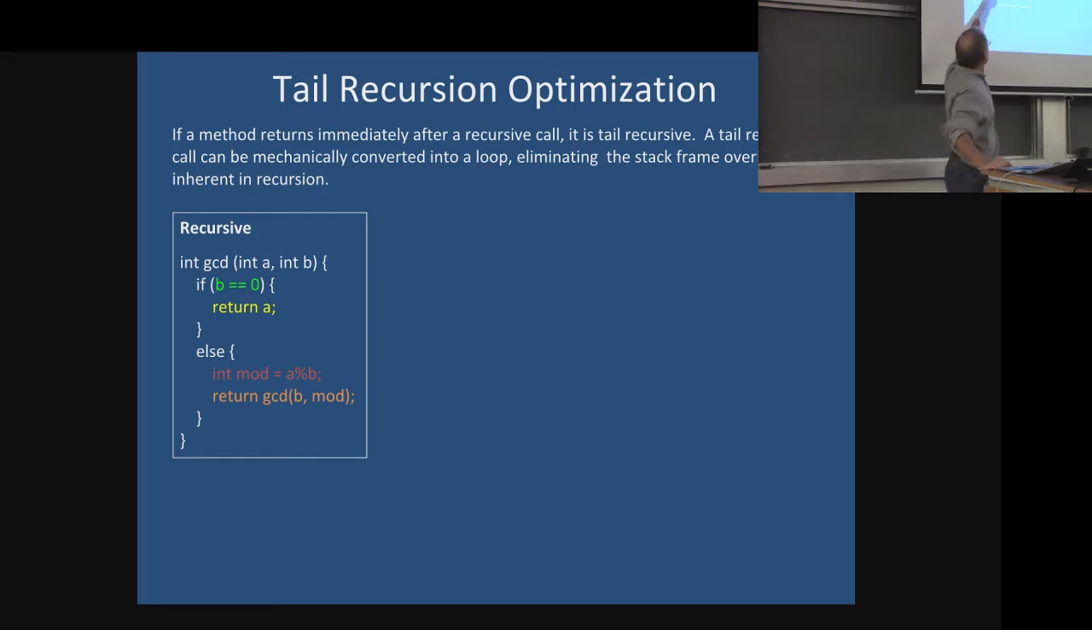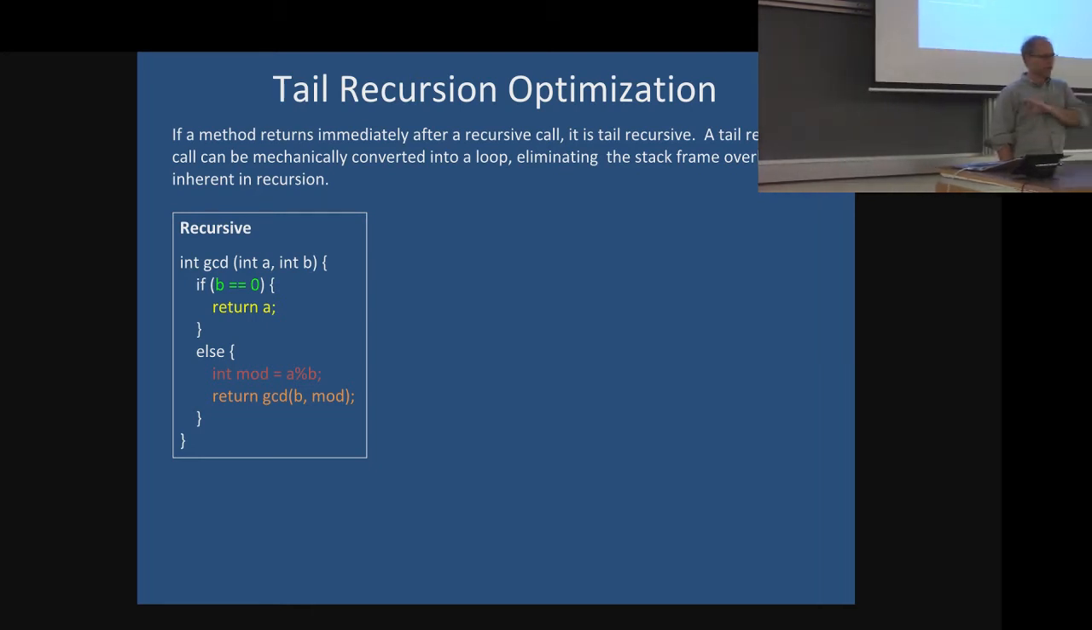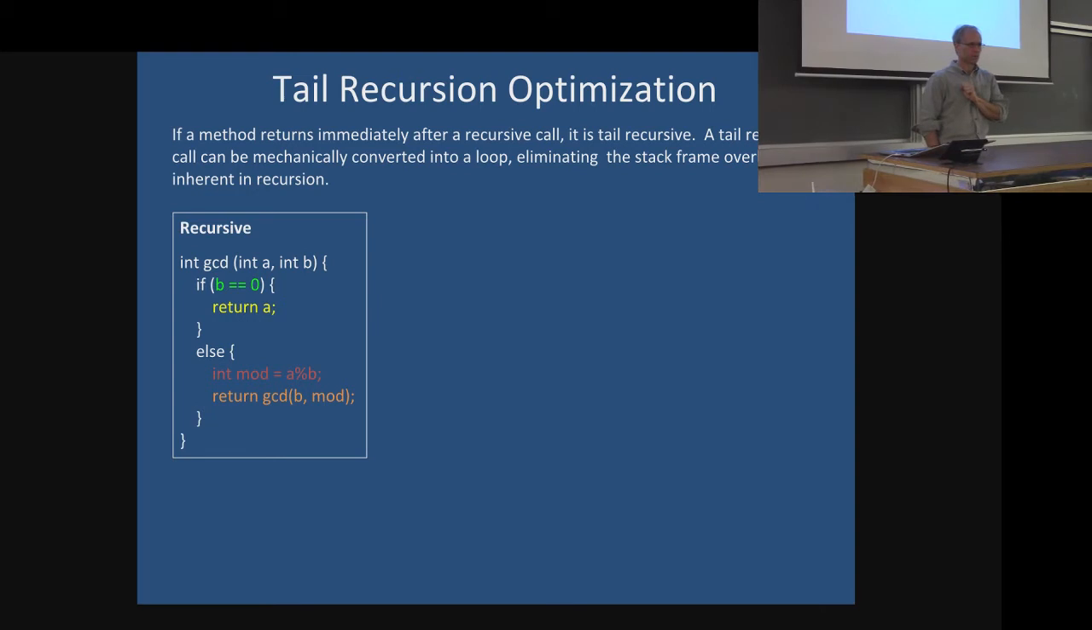Right? So right here, the last thing this method does is call GCD, and whatever is returned by the recursive call is returned by this method. That makes it tail recursive. If you return immediately after the recursive call returns, and don't do anything else, then it's tail recursive.